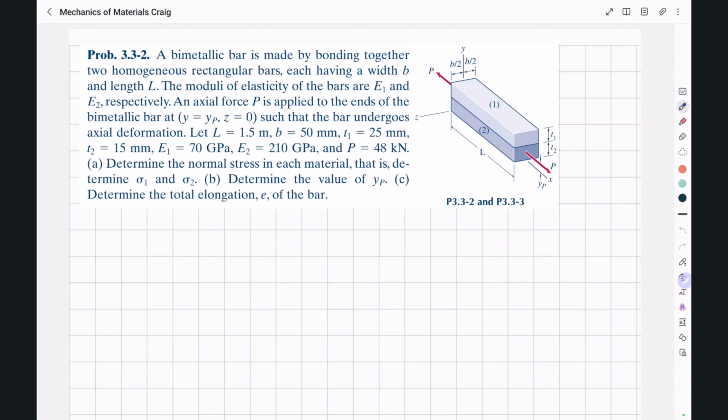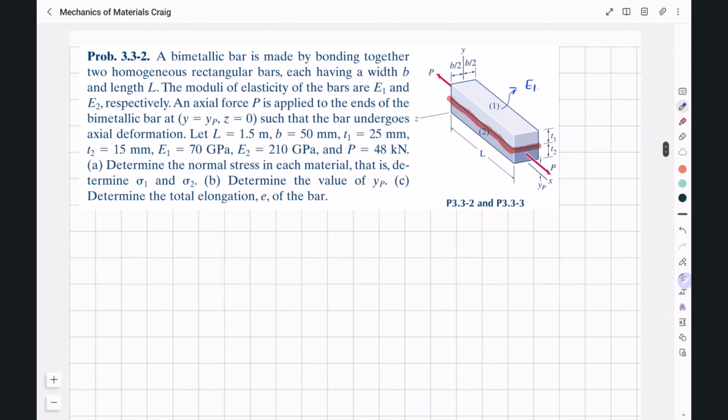Let's read the question together. Here you can see a bimetallic bar, which is made by two homogeneous rectangular bars with different materials. These two metallic bars are bonded together at this cross section. The modulus of elasticity of this bar is 70 gigapascal. And for this one, E2 is 210 gigapascal.